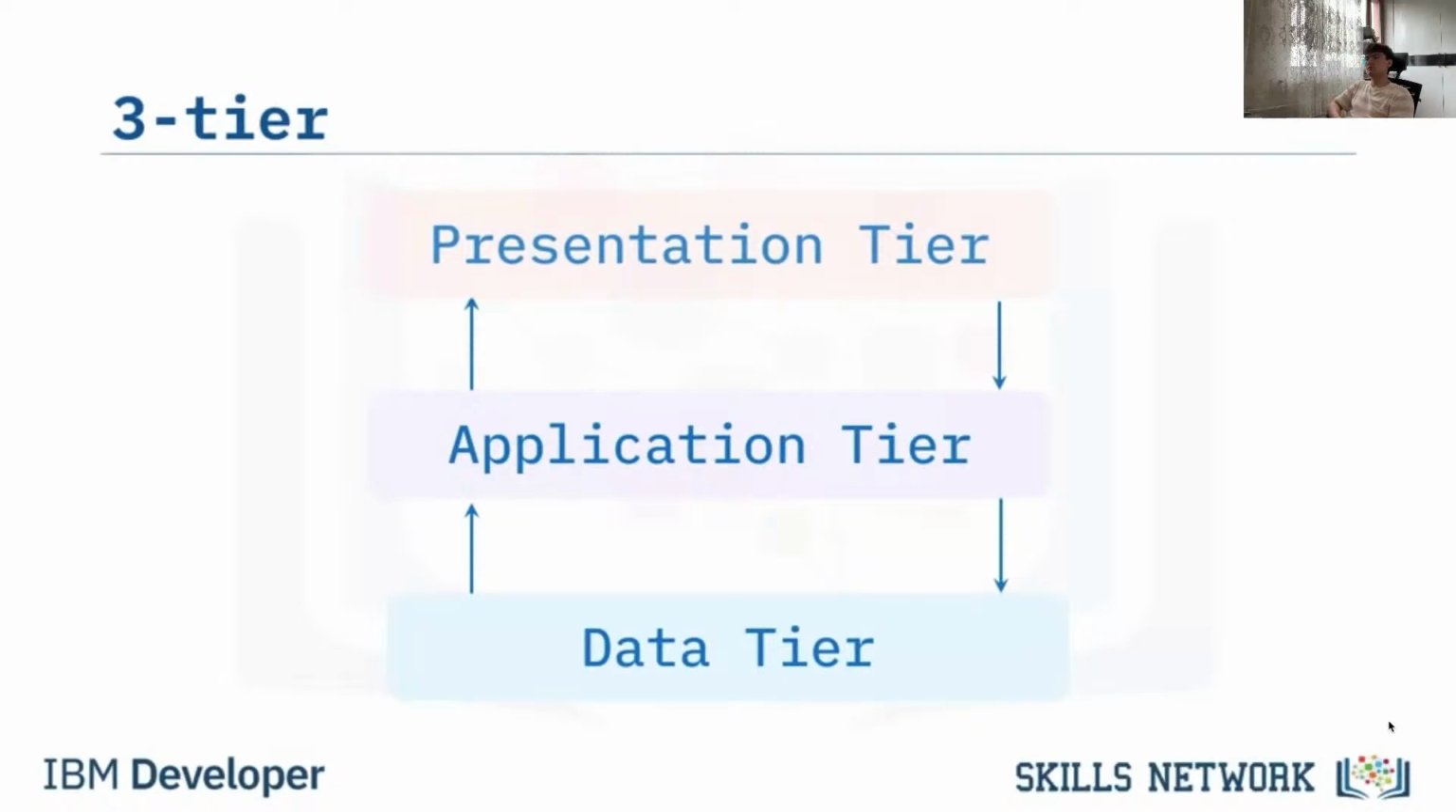The 3-tier architecture organizes applications into 3 logical and physical computing tiers: the presentation tier, or user interface; the middle tier, which is usually the application tier, where business logic is processed; and the data tier, where the data is stored and managed.